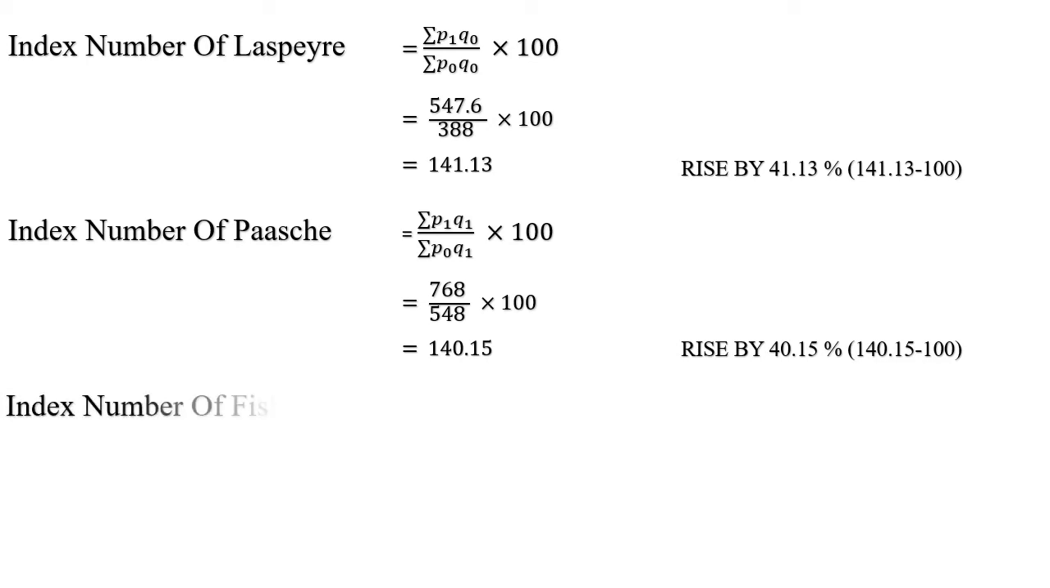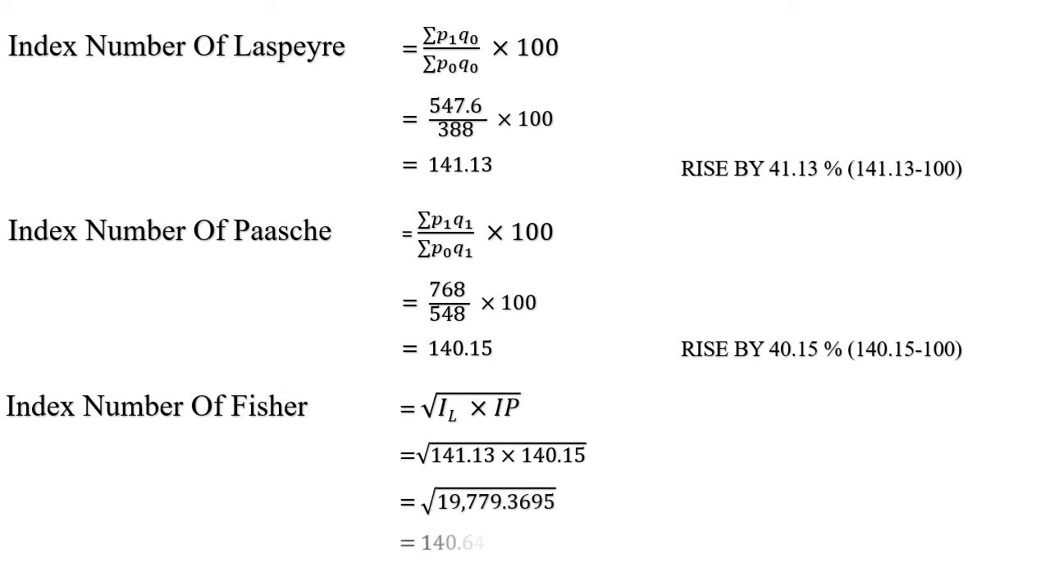Next, index number of Fisher, that is the geometric mean of Laspeyres and Paasche's index numbers. So 141.13 into 140.15, the multiplication and the root, that is 140.64. So rise of 40.64%, that is 140.64 minus 100.